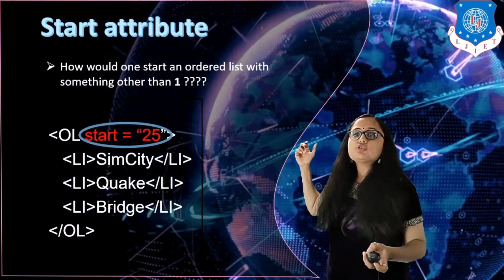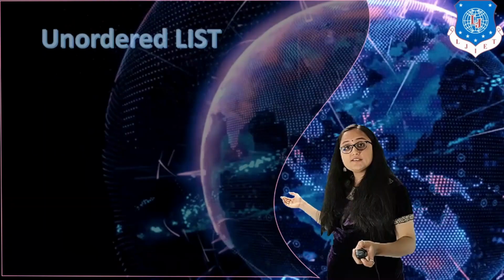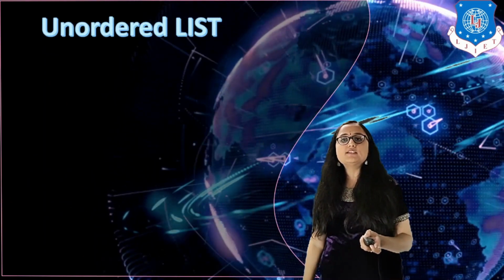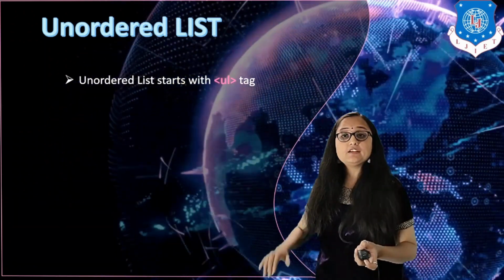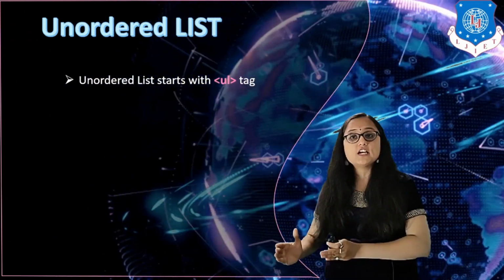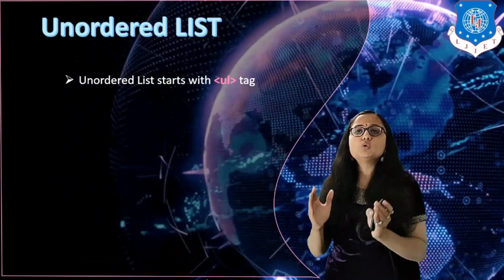Okay. So this was all about ordered list. Now let us see what is the second type of list. The second type of list is the unordered list. And in the introduction we have already seen that an unordered list is a type of list which does not follow any particular sequence.